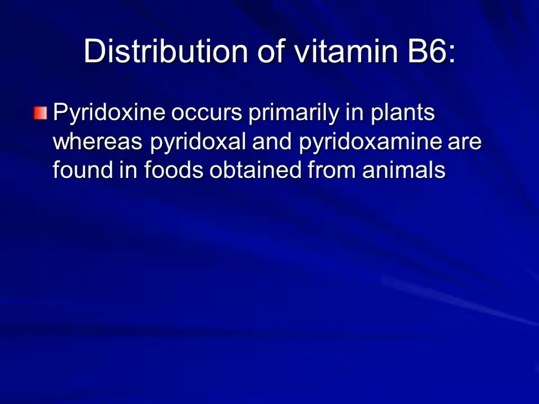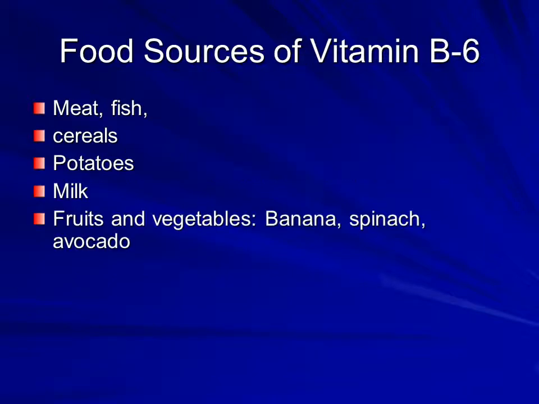Distribution of vitamin B6: pyridoxine occurs primarily in plants, whereas pyridoxal and pyridoxamine are found in foods obtained from animals. Now, food sources of vitamin B6, for example: meat, fish, cereals, potato, milk, fruits, and vegetables like banana, spinach, and avocado.